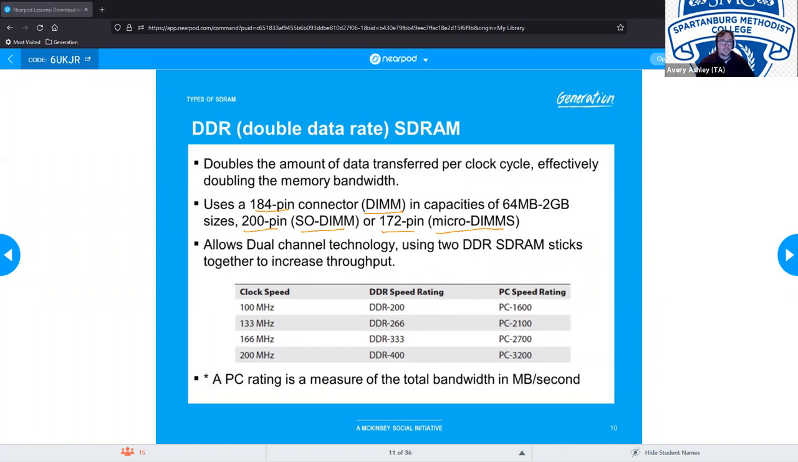And then a PC rating is a measure of the total bandwidth in megabytes per second. So now we have to do a little bit of math. And yes, this is on the exam. There typically isn't a lot of it on the exam, but it's a free point if you know how to do it. So our clock speed is over here. We have 100 megahertz, 133 megahertz, 166, and 200. Okay. So our DDR speed, we know that DDR stands for what, Tajma?